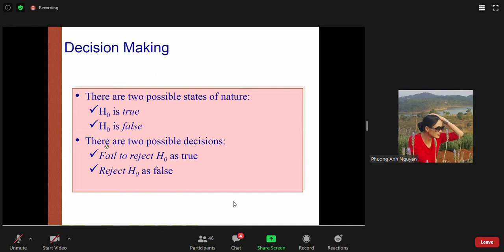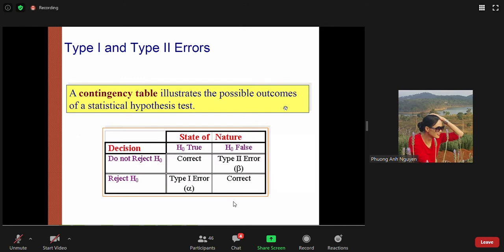Of course, H0 can be true or false. When I say that in my opinion the average age is 21.5, it can be true or false. When you disagree with me, you take a sample, collect data, and make a decision to reject H0 or not reject H0. According to the different cases, we obtain this contingency table with 4 possible cases.